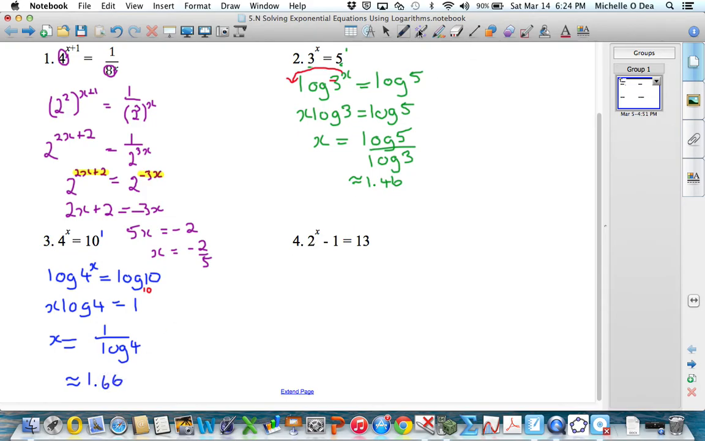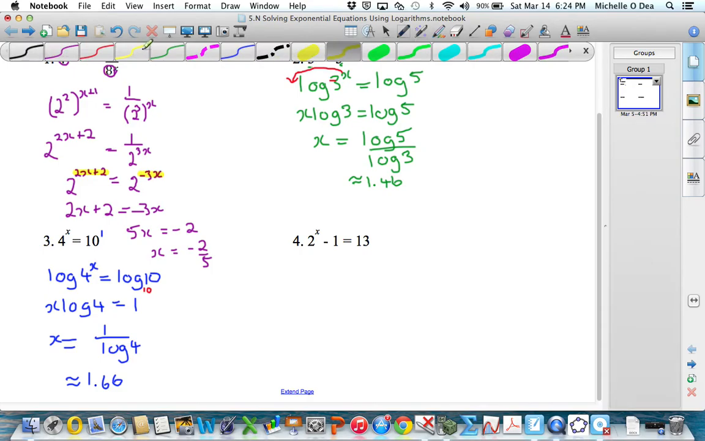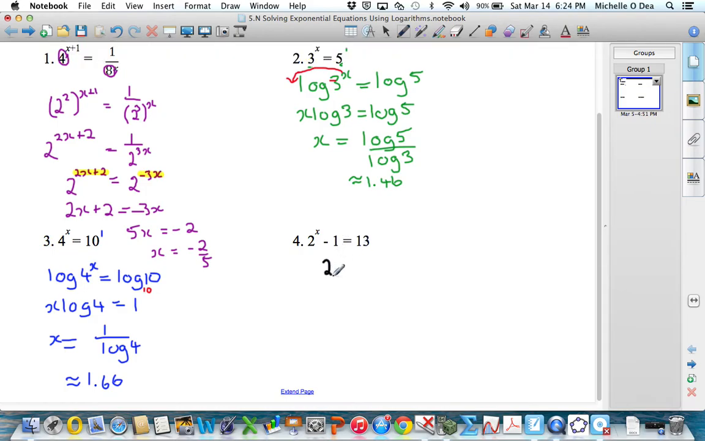Right, let's try one more. So now we have, let's use black, question 4. 2 to the power of x minus 1 equals 13. This minus 1, just treat it like you would with a normal equation. Let's try and eliminate any constants that are there. So we can just add 1 to both sides. So we've got 2 to the power of x equals 14.